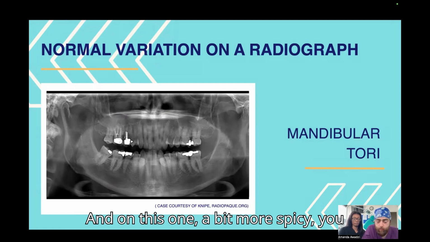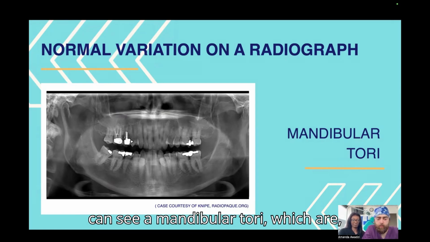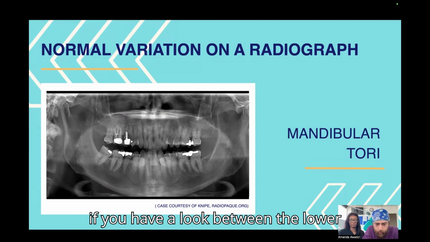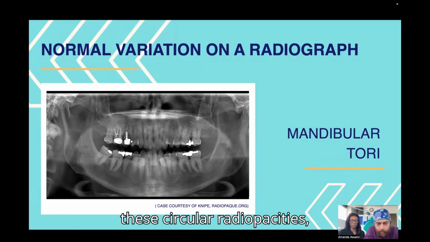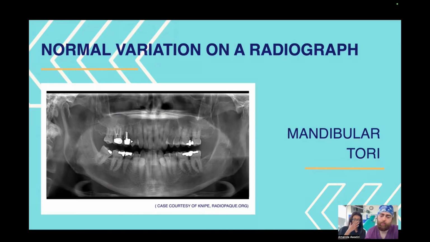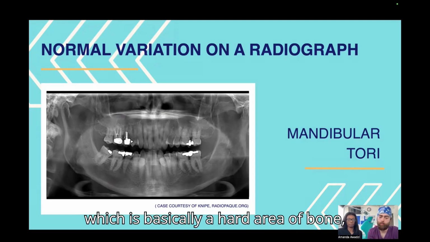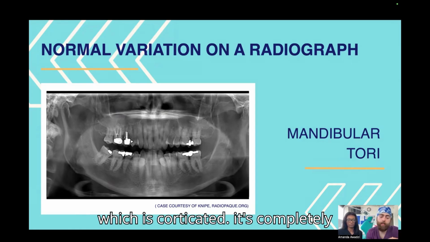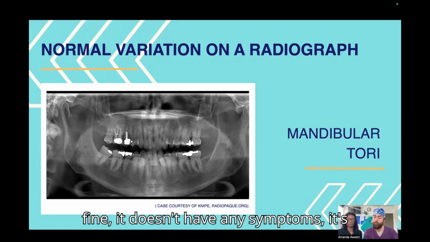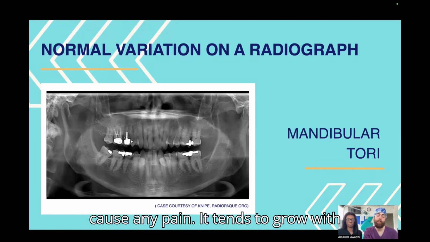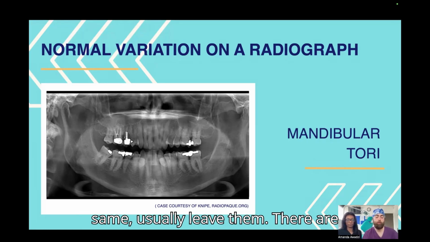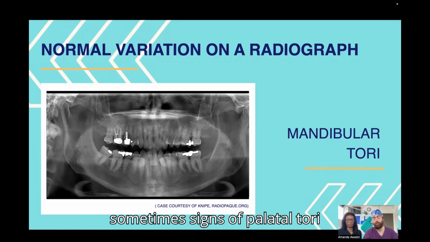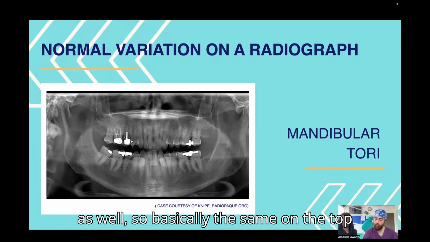And on this one, a bit more spicy, you can see mandibular tori. If you have a look between the lower threes and fours on both sides, there are these circular radiopacities, which are basically hard areas of bone, which is corticated. It's completely fine and doesn't have any symptoms. It's usually left alone because it doesn't cause any pain. It tends to grow with age sometimes, or it can just stay the same, so we usually leave them. There are sometimes signs of palatal tori as well, which is basically the same on the top teeth area.